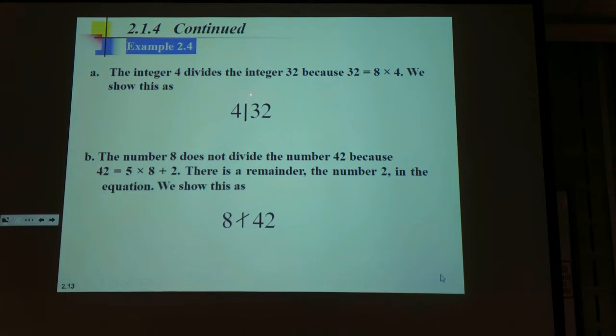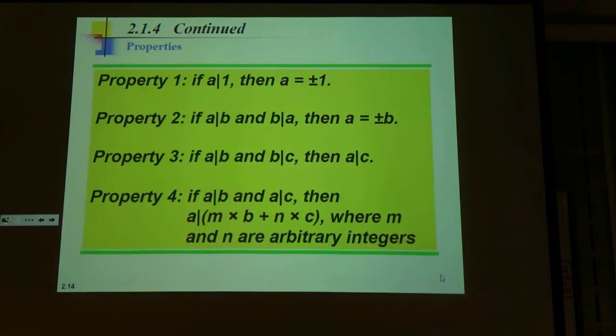So the integer 4 divides 32, because 32 divided by 4 gives you 8. However, the number 5 does not divide the number 42 because we have a remainder of 2. So we have to be aware that some numbers can divide numbers and some numbers cannot. These are general rules, or properties, as we call them.